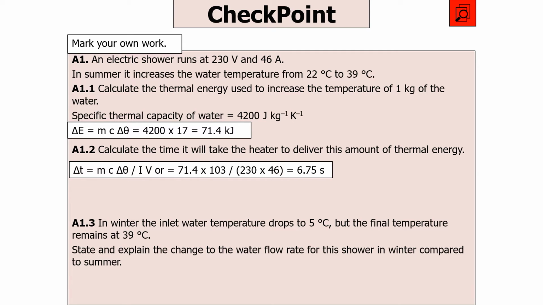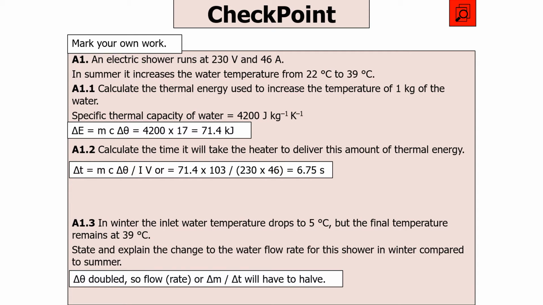seconds. And we can say in this next one, the change in temperature is doubled, so therefore the flow rate, or the change in mass per time, is going to have to halve to keep that constant value for C, because we can see that C is going to equal ΔE over MΔT, or Δφ, so therefore it's going to have to halve for when the change in temperature is doubled.